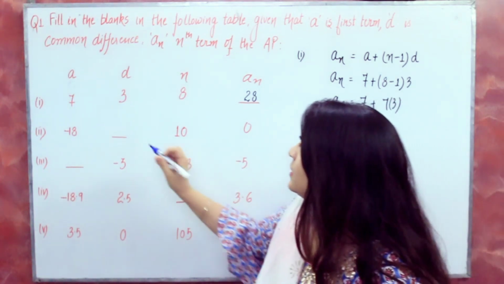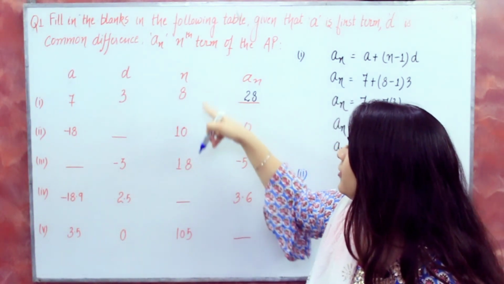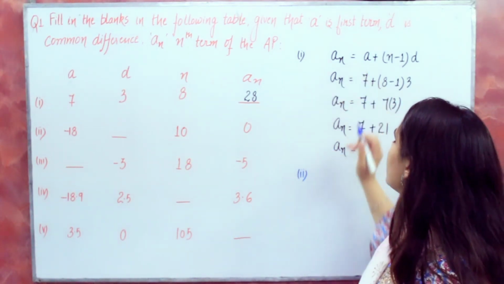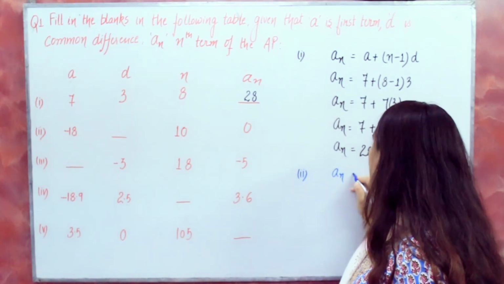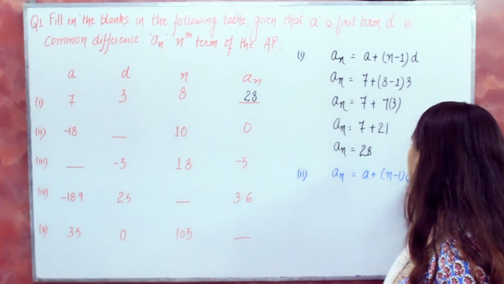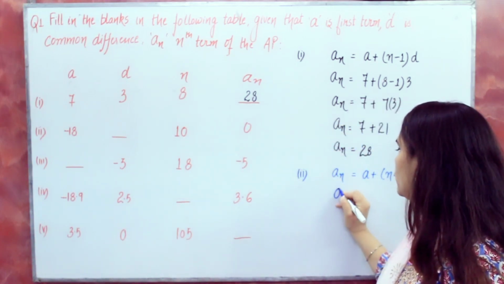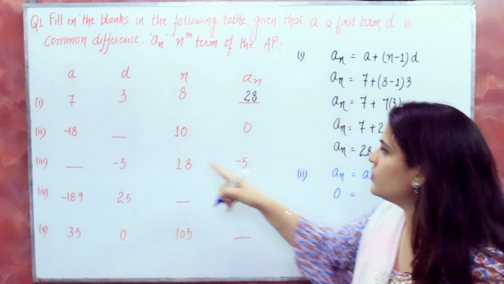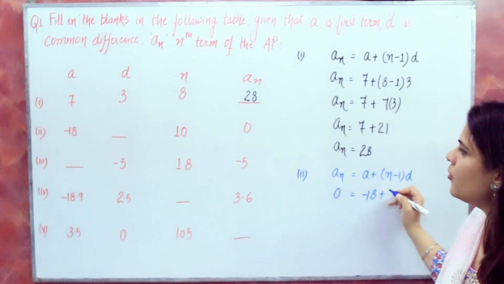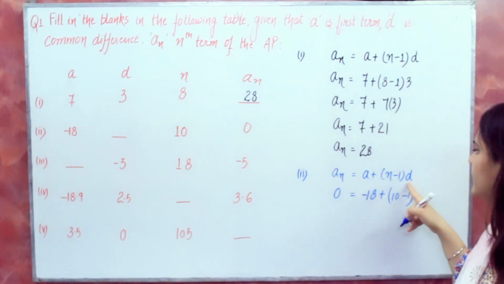In second part, first term is given, you have to find common difference and number of terms and value of AN is also given. So we will use same formula again. Formula is nth term is equals to A plus N minus 1 D. Now we will substitute our values. Value of AN is equals to 0. Value of A is equals to minus 18. Value of N is equals to 10 minus 1 and D you have to find.